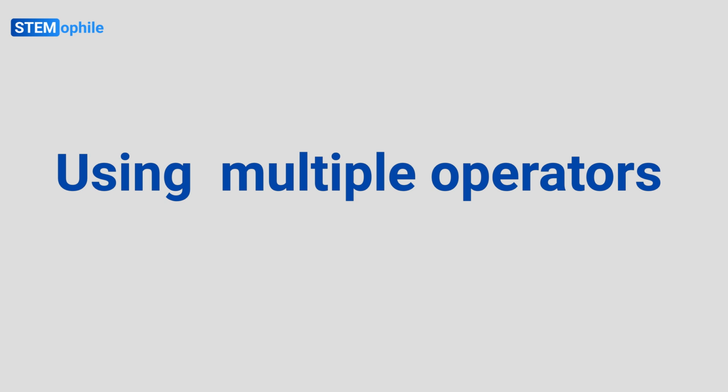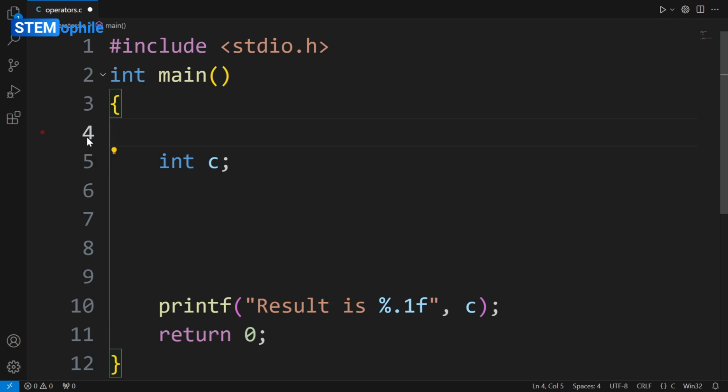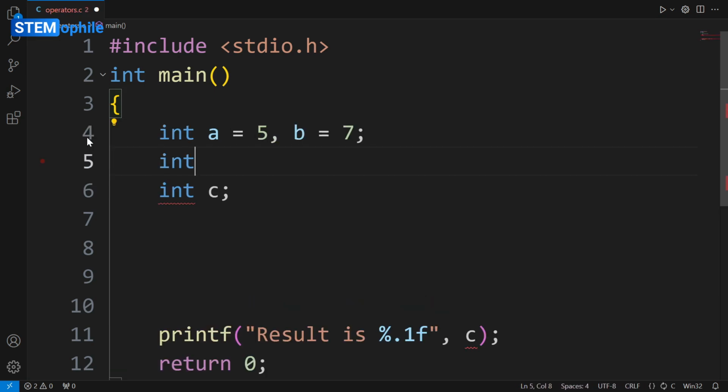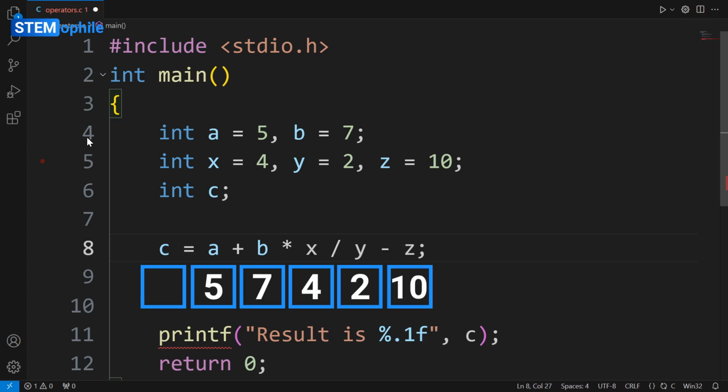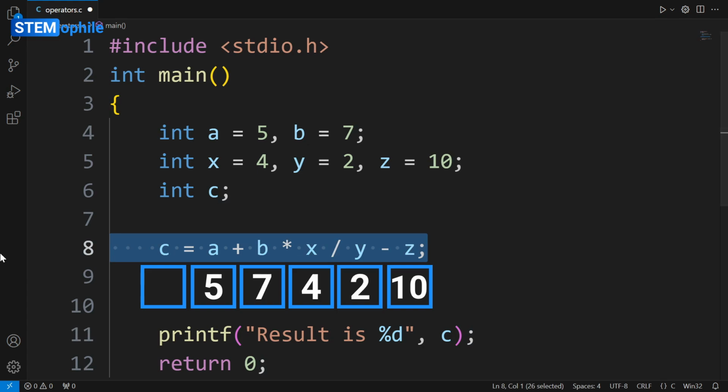We can also use multiple operators in a single expression. Let's create some variables. X equals 4, Y equals 2, Z equals 10, C equals A plus B multiplied by X divided by Y minus Z. When there are multiple operators in a single expression, the question arises, which operator works first? There's a rule in mathematics called the BODMAS rule, but that rule doesn't apply in programming. In C, operators follow a precedence order, meaning some operators have higher priority and will be solved first.